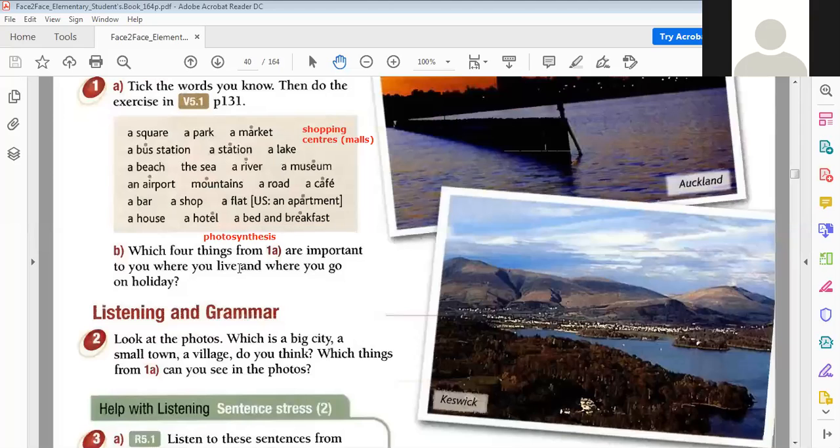Photosynthesis. Plants don't need food, they just need sun. Maybe you're the same. You put your hand in the sun and you eat, right?